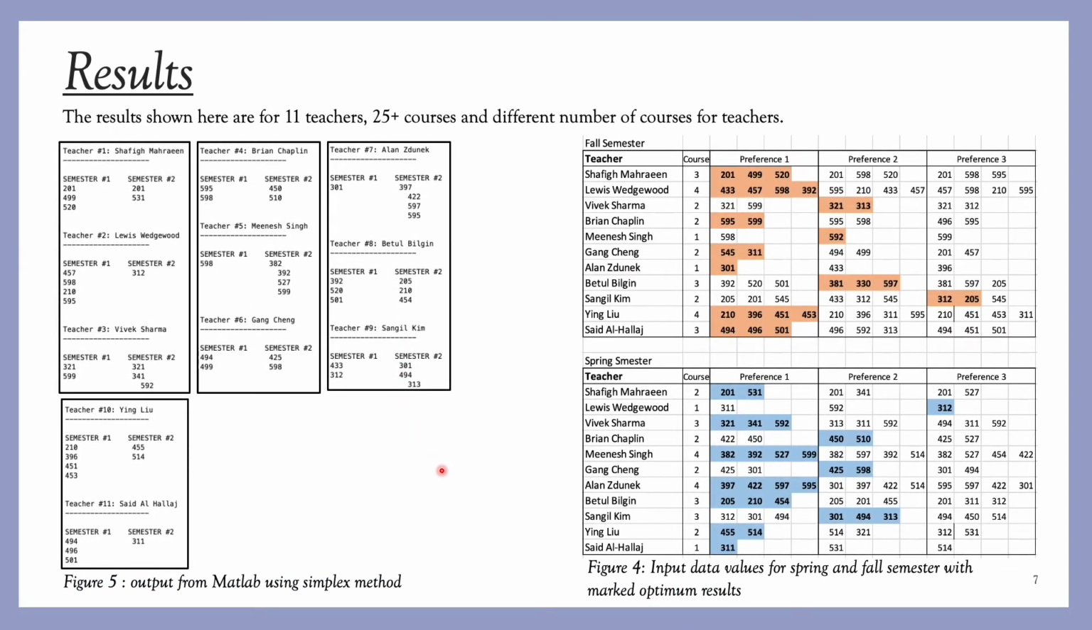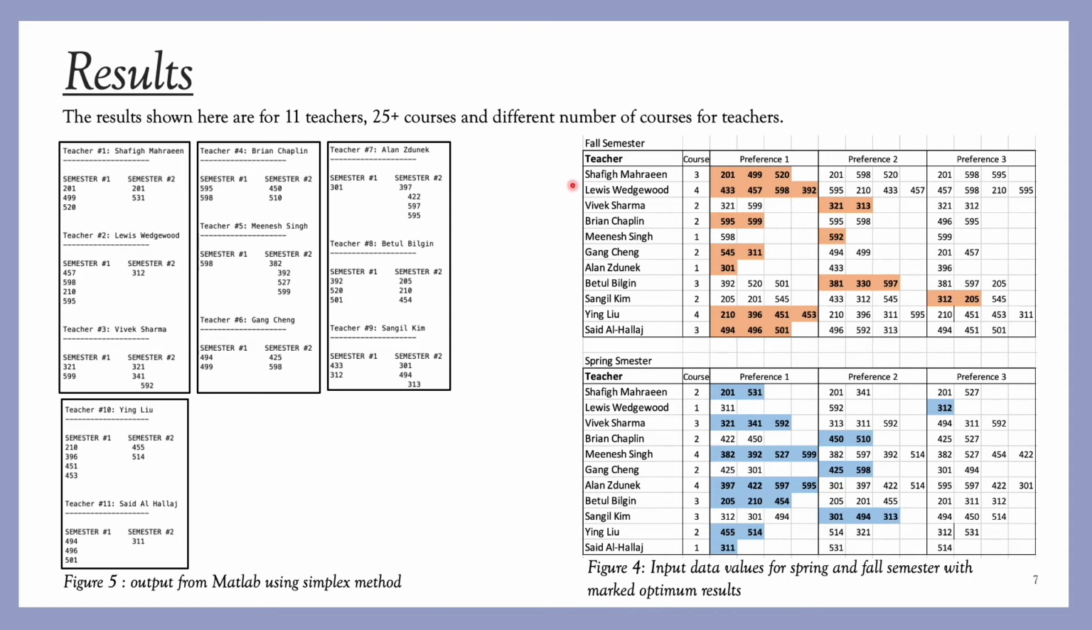Let's discuss the results. In the results section, we have figure number 4 and figure number 5. Figure number 4 shows the input data values for spring and fall semesters with marked optimum results, and figure 5 shows the output from Matlab using simplex method. If we see the input, we have 11 teachers and each teacher has been given 3 preferences, but the number of courses for each teacher has not been fixed.